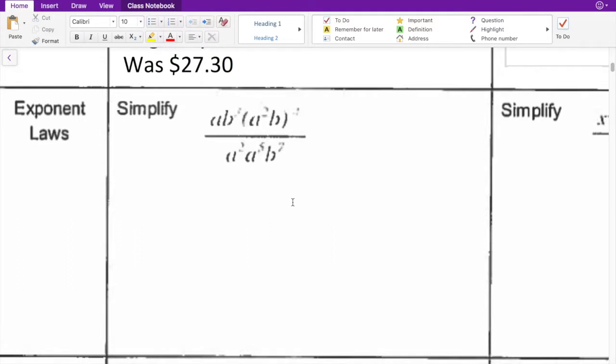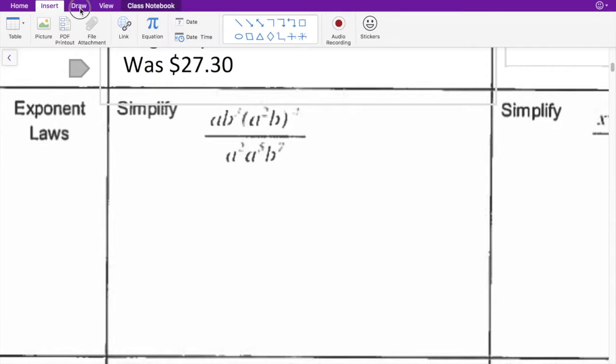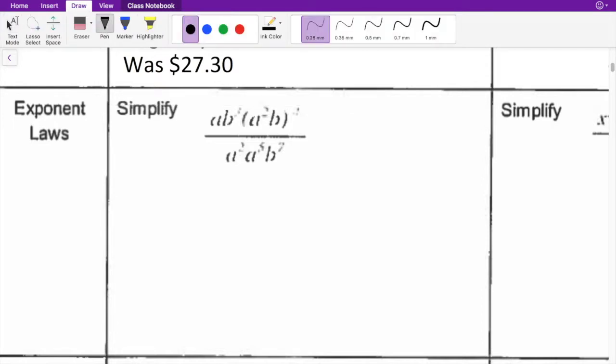Now we're doing exponent laws. Now mine are not as nicely written as yours, my photocopy. So we have (ab) to the power of 3, a to the 2, and this is to the 4, 2, 5, and 7.